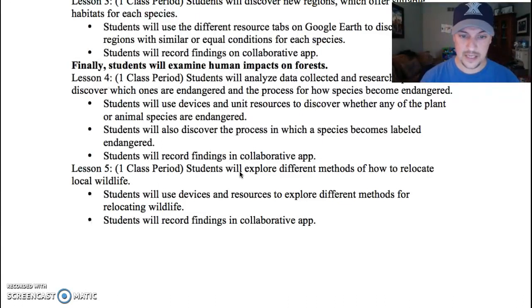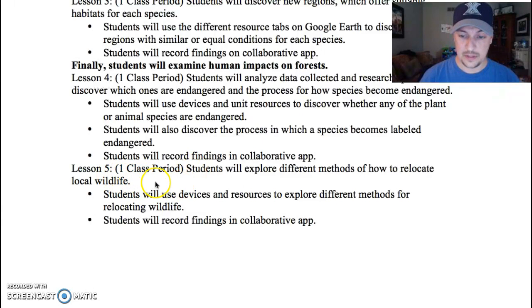They can go ahead and use those apps to discover which animals and which plants are considered endangered. And they can also discover the process in which a species becomes labeled endangered. So after this all happens, the students are once again going to record their findings into their collaborative app.